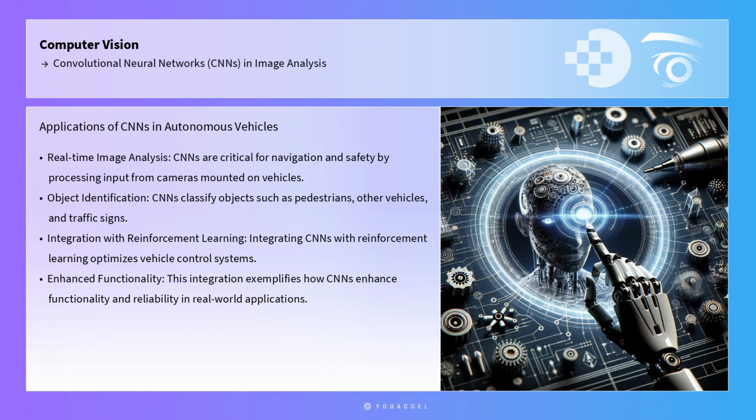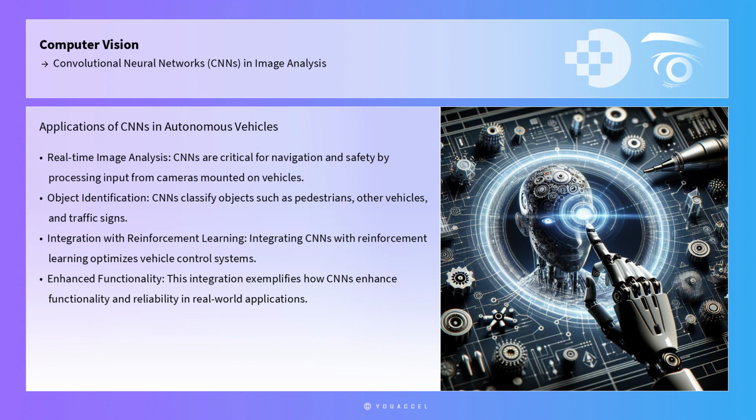Another compelling application of CNNs is in the realm of autonomous vehicles, where real-time image analysis is critical for navigation and safety. CNNs are employed to process input from cameras mounted on vehicles, identifying and classifying objects such as pedestrians, other vehicles, and traffic signs. By integrating CNNs with reinforcement learning frameworks, developers can optimize vehicle control systems to improve decision-making in dynamic environments. This integration exemplifies how CNNs can be adapted and extended through various AI techniques to enhance functionality and reliability in real-world applications.